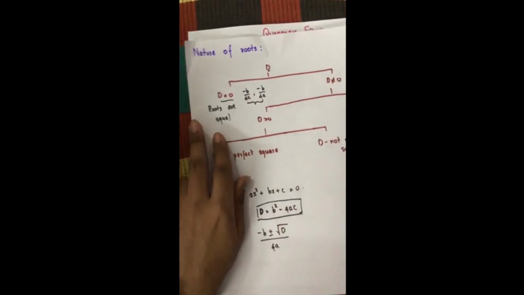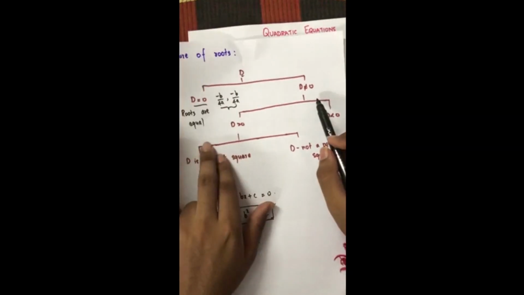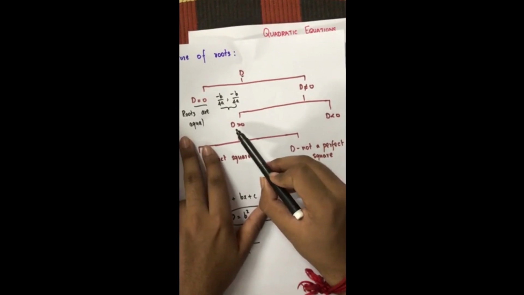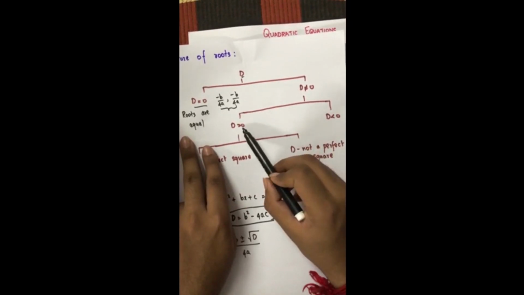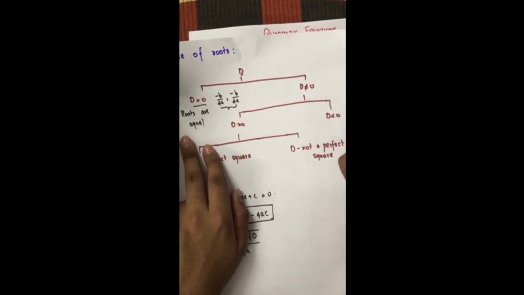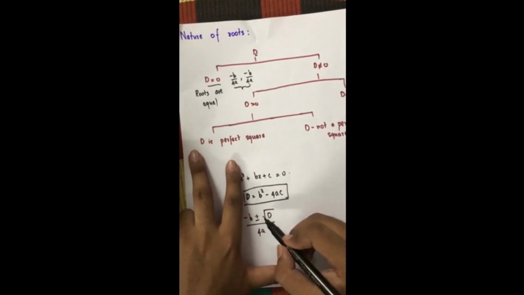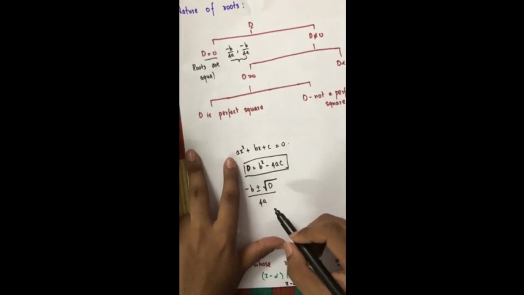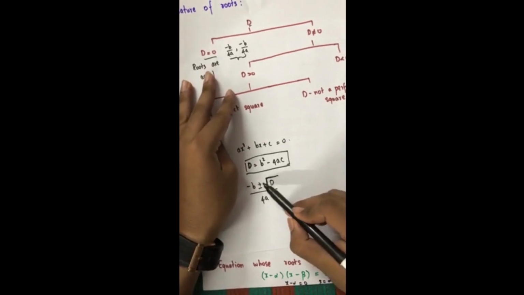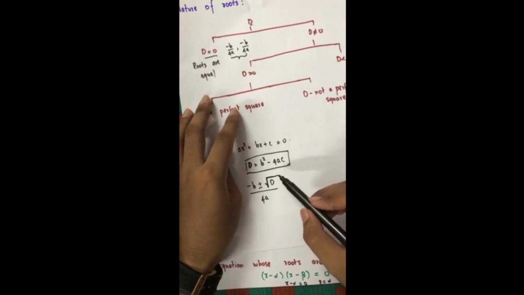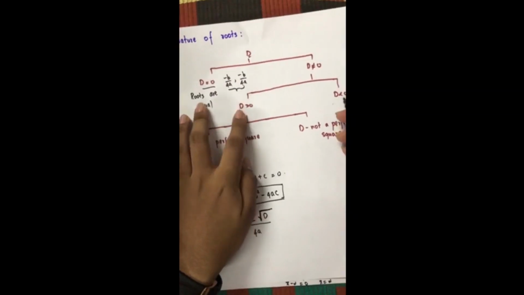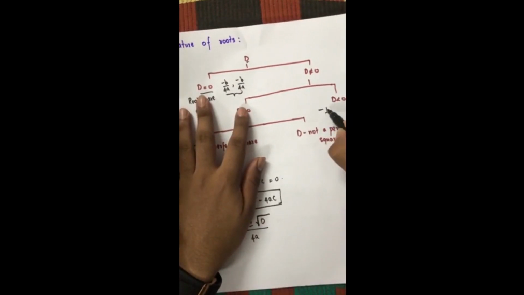Now if D is not equal to 0, then it might be of two types. Either D can be greater than 0 or it can be less than 0. First, let's see the case of D less than 0. If the value of D becomes less than 0, we get a negative value inside the root. That is going to be a complex root. Hence we can say that if D is less than 0, we get imaginary roots.